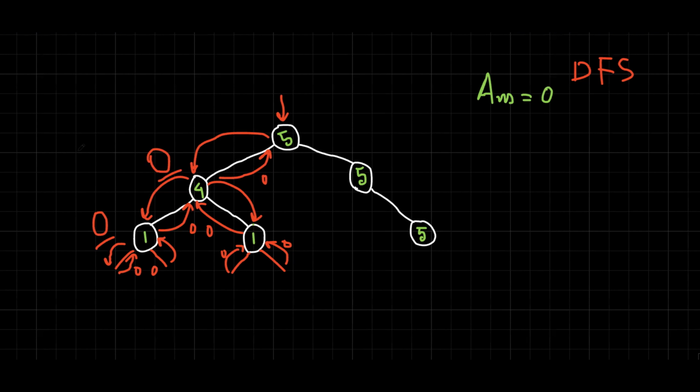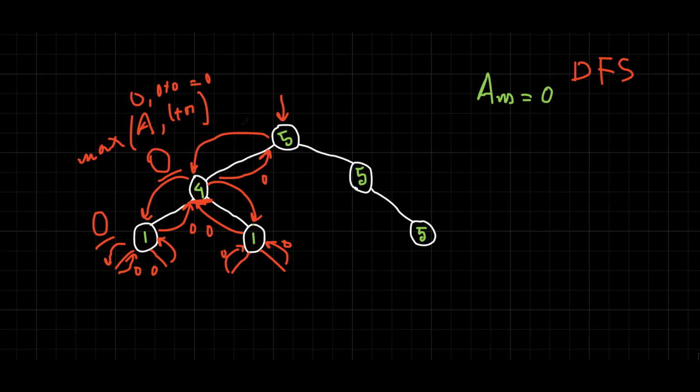This answer is basically calculated by the maximum of the initial answer, which is 0, and the left child value plus the right child value. So for this node, the answer is 0, its left child value is 0, its right child value is 0, so it will return the value 0.